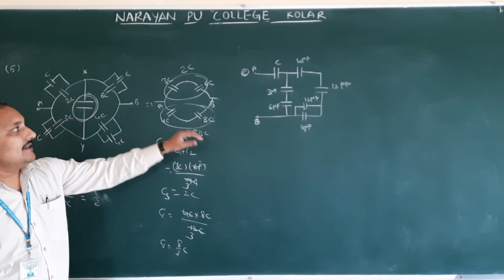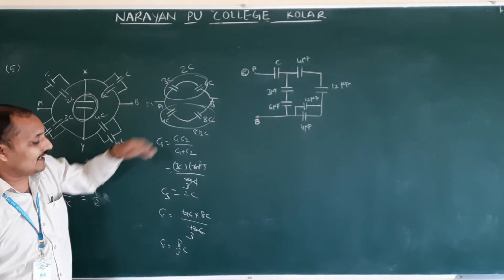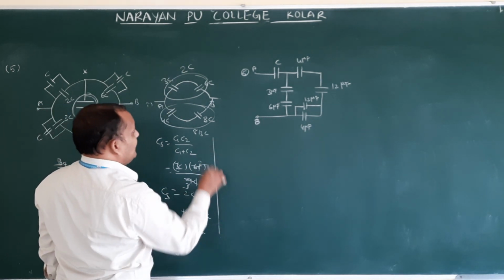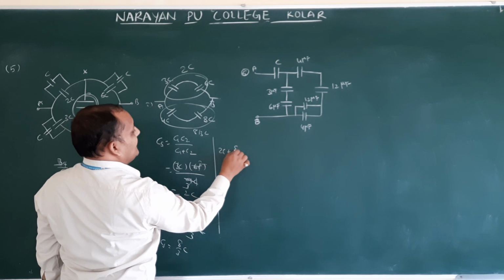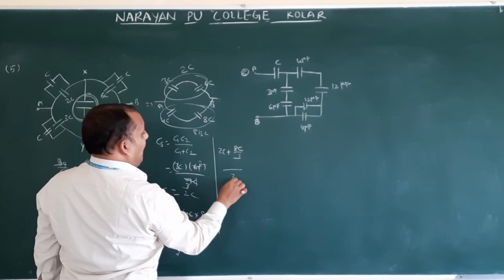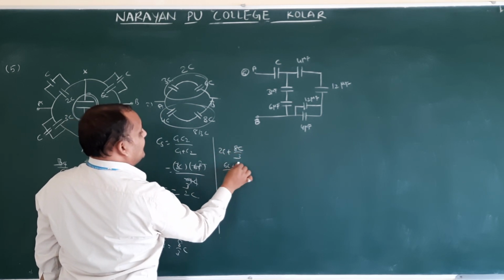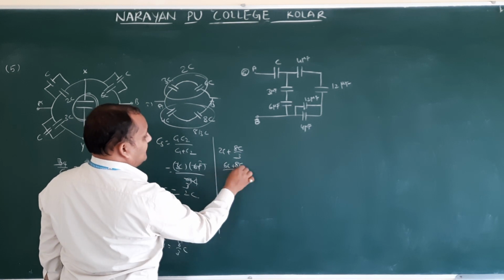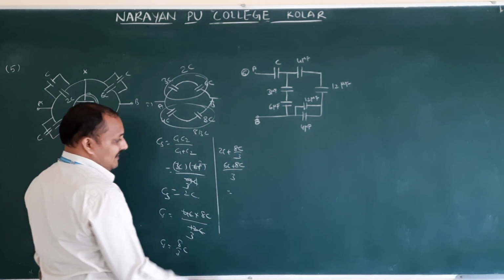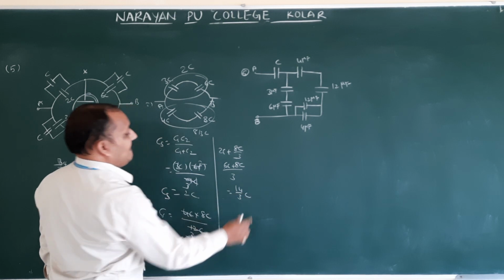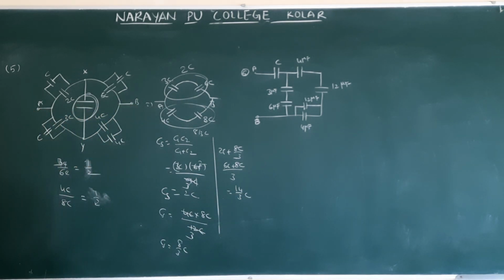So here 8 by 3 C. How are these two connected? Parallel. Parallel means what is the formula? C1 plus C2. So 2C plus 8C by 3. Therefore 6C plus 8C, so 8 plus 6, how much? 14 by 3 C. So 14 by 3 C, which option? Third option. Okay, so that is all.